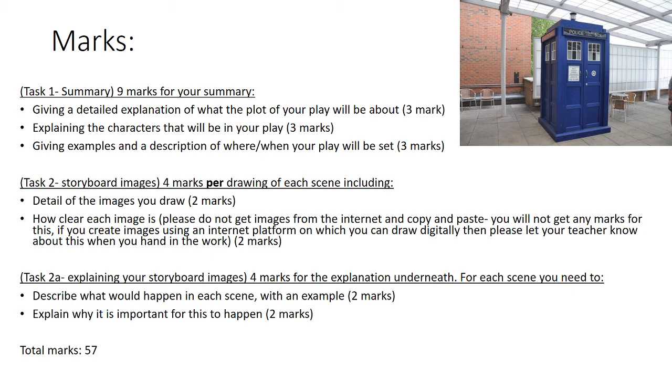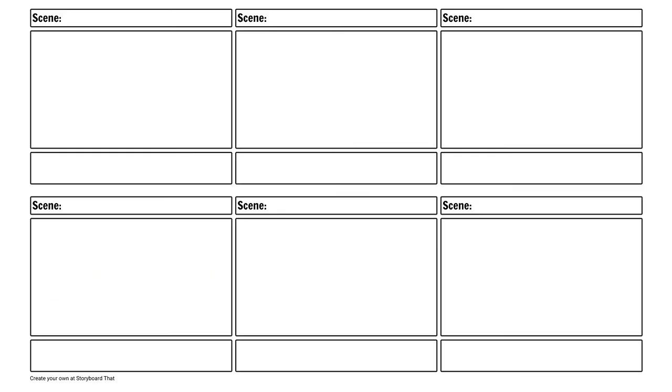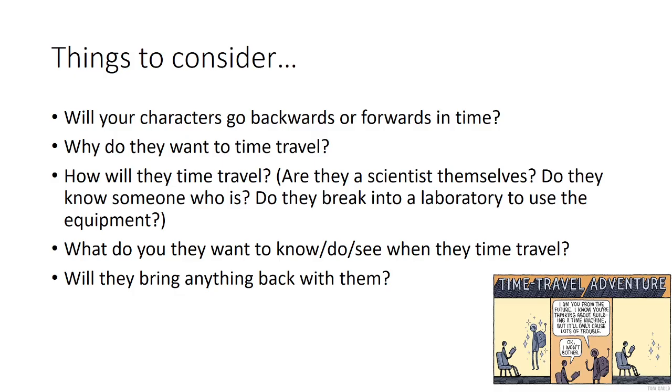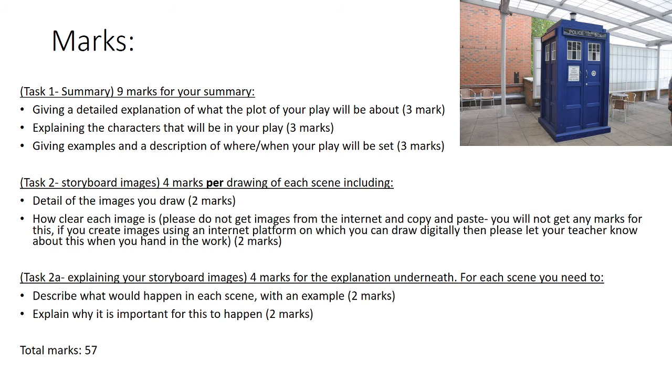So task 2A is explaining your storyboard images. So on here we should see 6 images in 6 different boxes, and then underneath you'll see a smaller box again for each one. And this is where we're going to do some explaining of our images, just to make it that bit clearer. So to get all 4 of the marks for each one for that section, you need to describe what would happen in each scene with an example. And then explain why the scene is important. Why does this moment have to happen in the play? Why would that help the audience member?